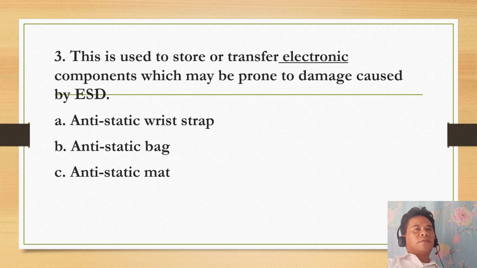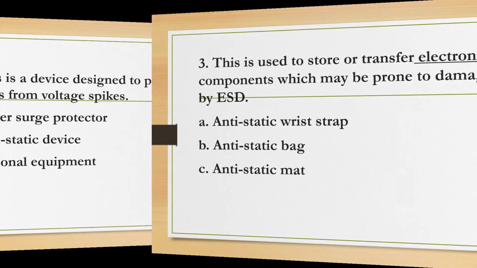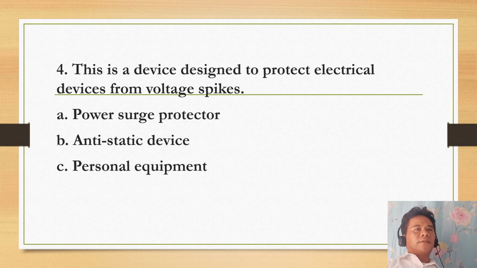Number 3, this is used to store or transfer electronic components which may be prone to damage caused by ESD. A. Anti-static wrist strap. B. Anti-static bag. C. Anti-static mat. Number 4, this is a device designed to protect electrical devices from voltage spikes. A. Power source protector. B. Anti-static device. C. Personal equipment.